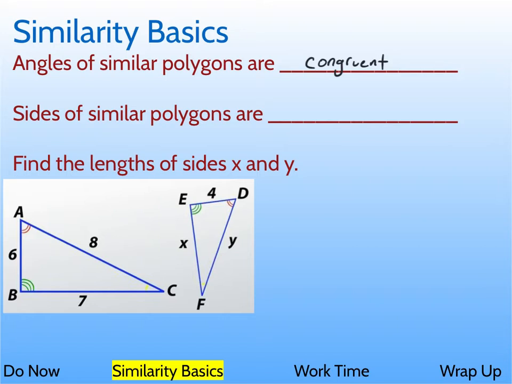And the sides of similar polygons are, remember, always in proportion. So there's always a scale factor going between these things. So what we're going to do now is find the lengths of sides x and y. But importantly, we're going to use the placement of the angles to actually match up which side matches up with which side.